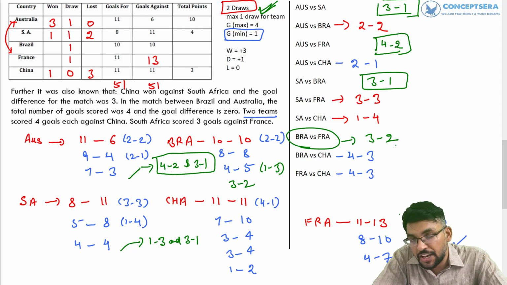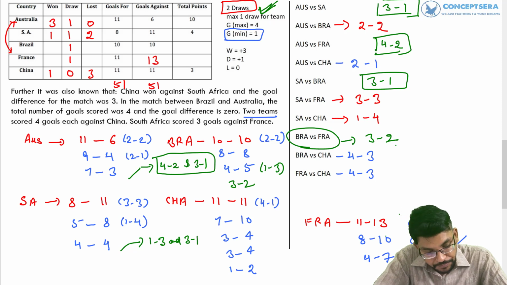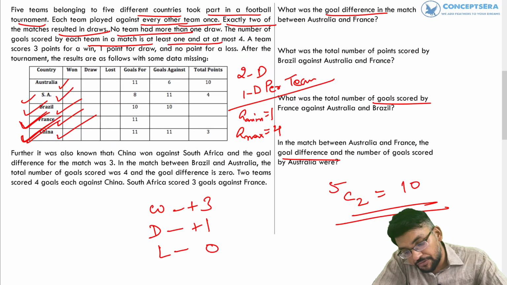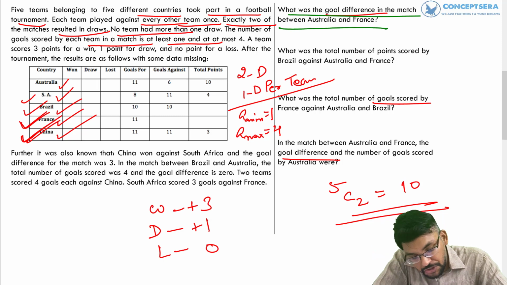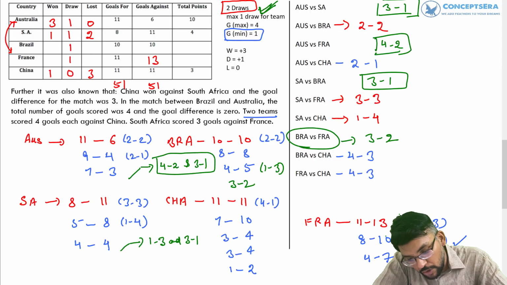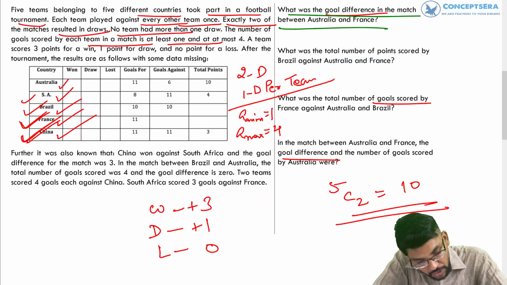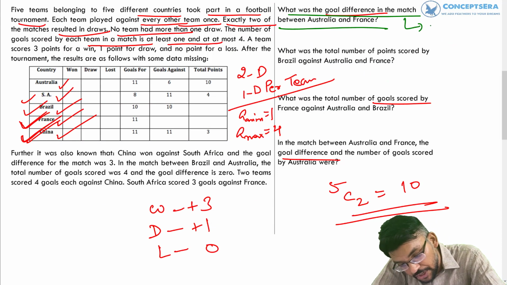Let's go back and try out questions related to this. So if you see the first question here, what is the goal difference in the match between Australia and France? So if you look at Australia and France here, the goal difference is given to us as 2. So the right answer for this particular question is 2.